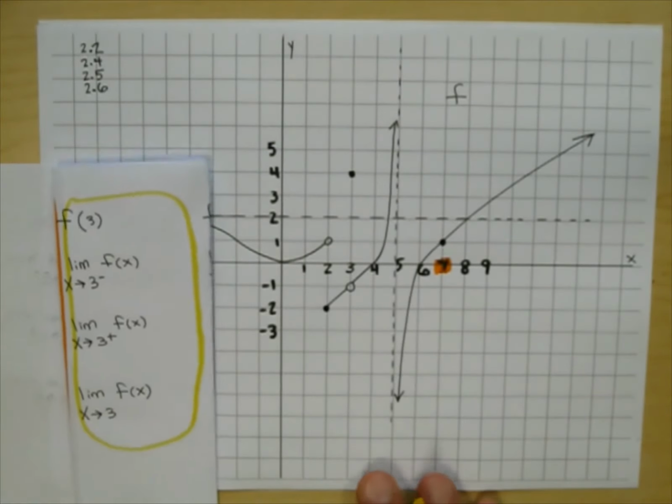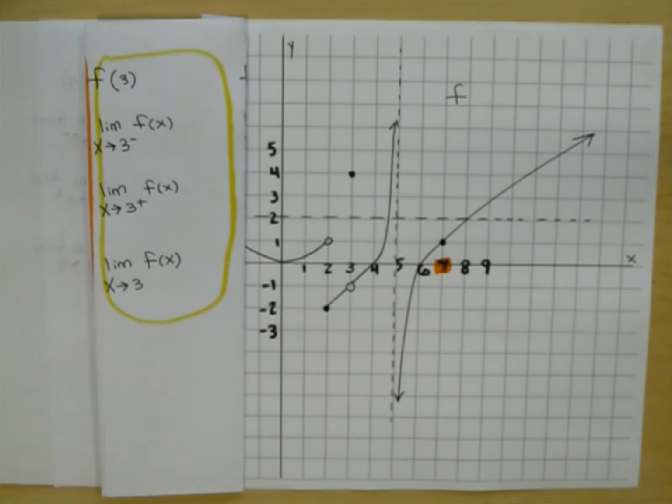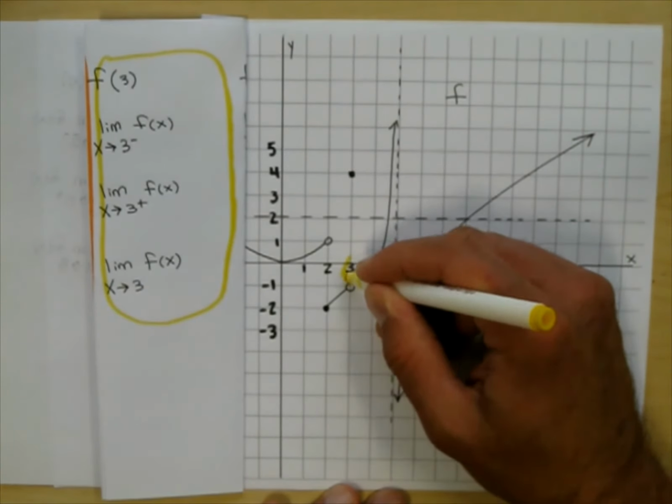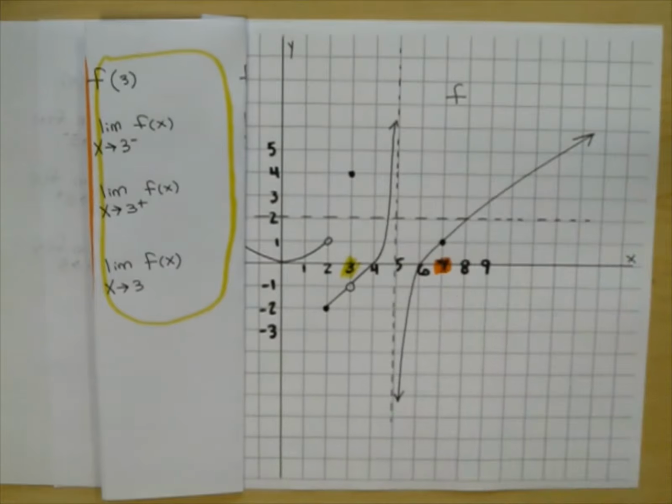Okay, and what is this one? So I want you to see if you can do this one on your own. F of 3 and the left-hand limit, the right-hand limit, and the regular limit, all at 3. That's right here. So see if you can get some answers on that one there.